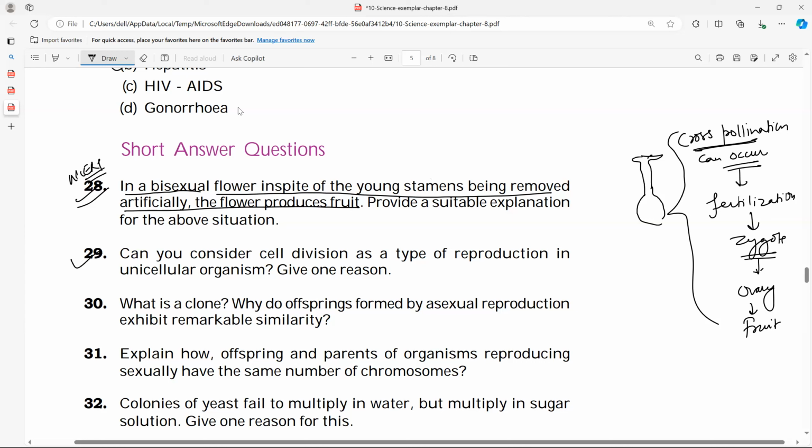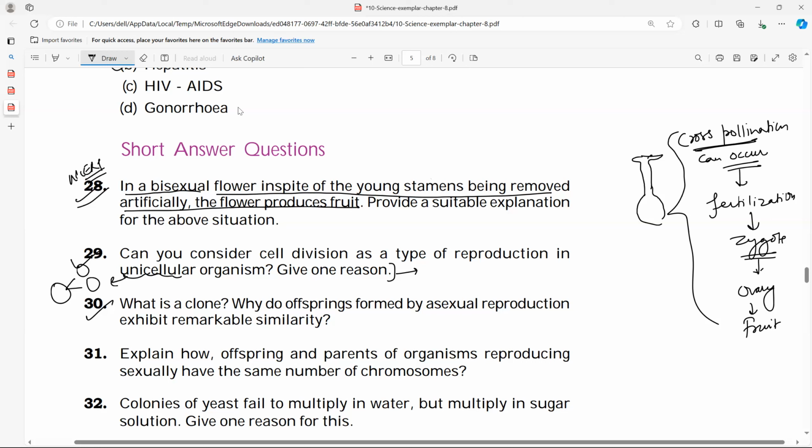Next, question number 29. Can you consider cell division as a type of reproduction in unicellular organism? Give reason. Yes, cell division is a type of asexual reproduction in unicellular organisms, because unicellular means single cell organism. And when a single cell divides into two daughter cells, it gives rise to new single cells. So we can give this answer. But this question is not going to be important. So the next question is important.